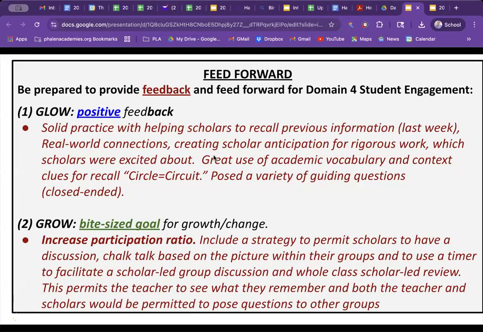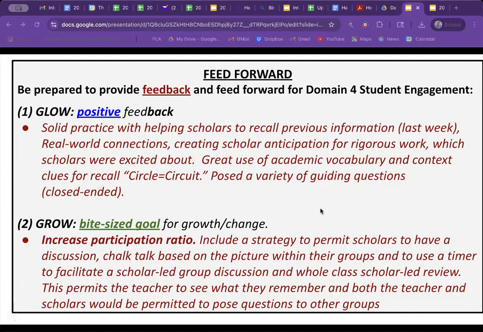Now, let's look at the grow that was provided for the teacher. And the grow, remember, is the bite-sized goal. Increase participation ratio. Include a strategy to permit scholars to have a discussion, a chalk talk based on the picture within their groups, and to use a timer to facilitate a scholar-led group discussion and whole class scholar-led review. This permits the teacher to see what they remember, and both the teacher and the scholars would be permitted to pose questions to other groups.